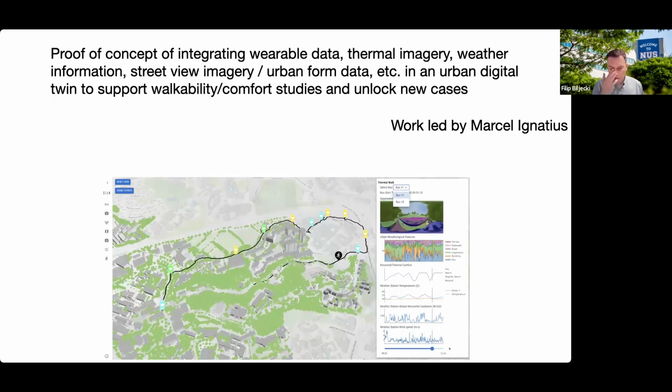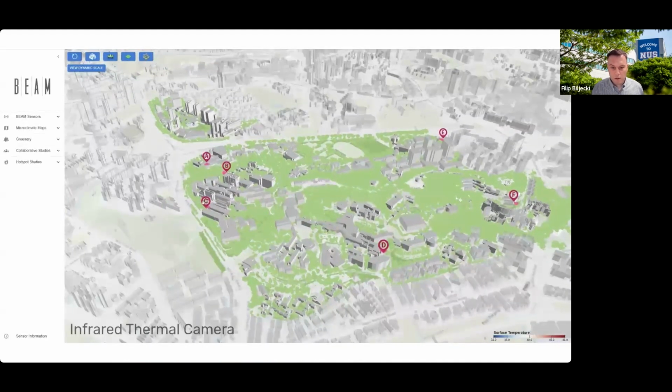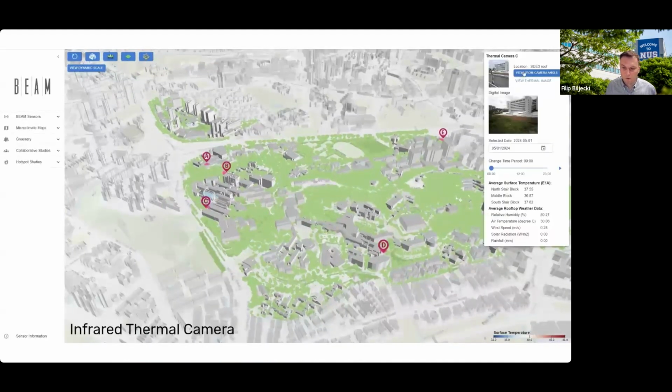As part of this BEAM project, in which some of my colleagues and myself are active, we have been looking into how we can integrate the notion of urban comfort into a digital twin to understand how people feel on the campus and what drives their comfort. So what we've done is integrate different kinds of data that have never been integrated before.